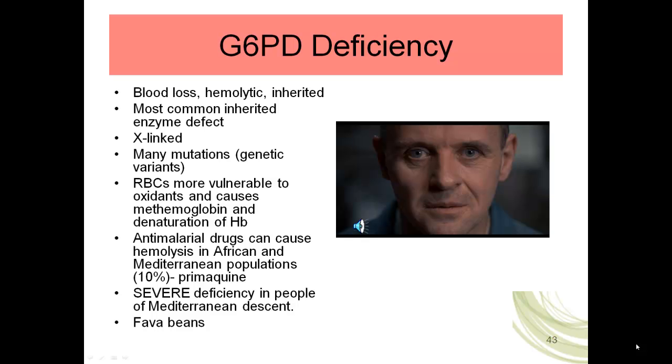Now, getting back to Hannibal Lecter. These people with G6PD deficiency have to be careful with the types of food they eat, because some foods can cause more oxidative damage, which means their red blood cells would become more damaged and more likely to be removed from circulation. Fava beans is one type of food that has high oxidative properties, and that's why I had that little clip of Hannibal Lecter.